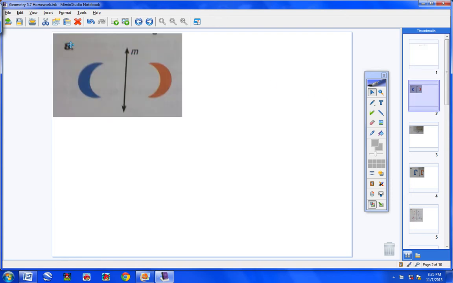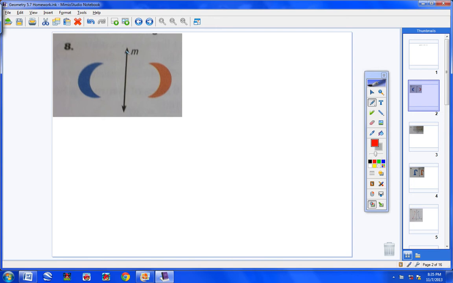Numbers 8, 9, and 10 all have the same directions, and the directions state: determine whether the figure in red is a reflection of the figure in blue. Explain why or why not. Okay, let's take a look at number 8 here.